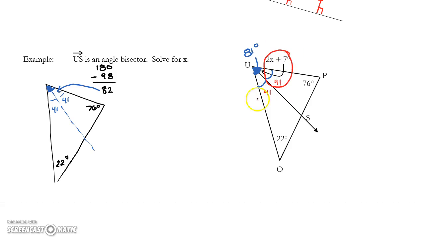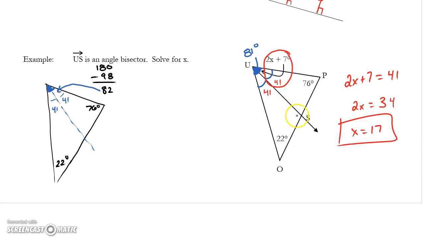Well, these 2 are equal. 2x plus 7 is 41 degrees. Now I can use algebra. Subtract 7 from both sides. 2x equals 34. Divide, and x equals 17.